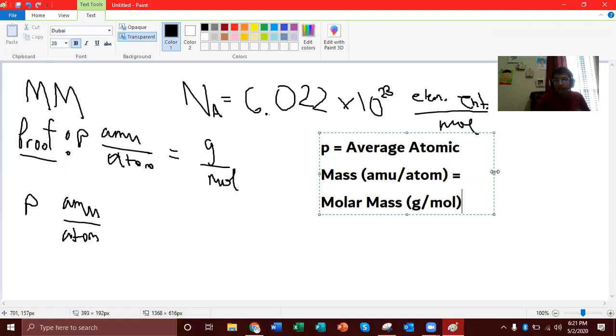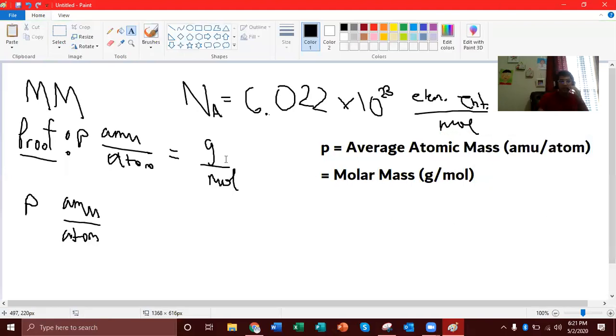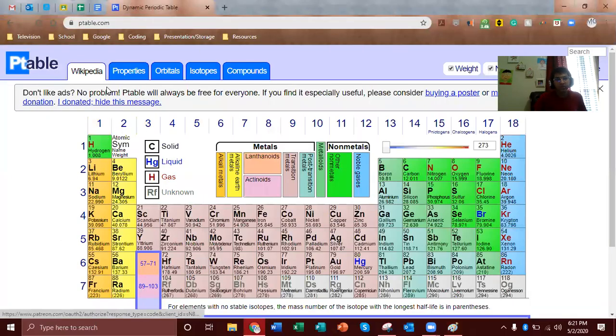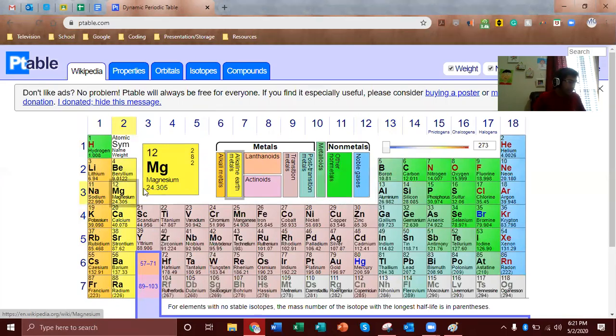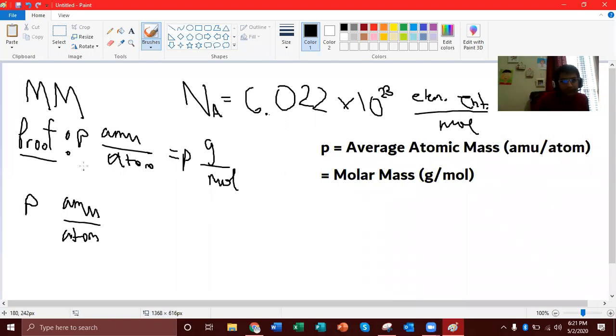But how does that work? That doesn't really make sense, does it? The P just stands for periodic table, so that's not an official symbol. I'm just making it up. But for example, P for magnesium would be 24.31. It can be used for any atom, because the same process we can apply for any element on the periodic table, and we can define its molar mass.